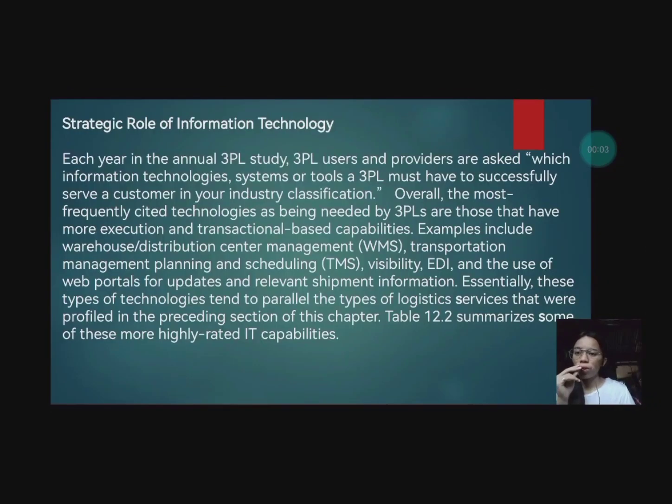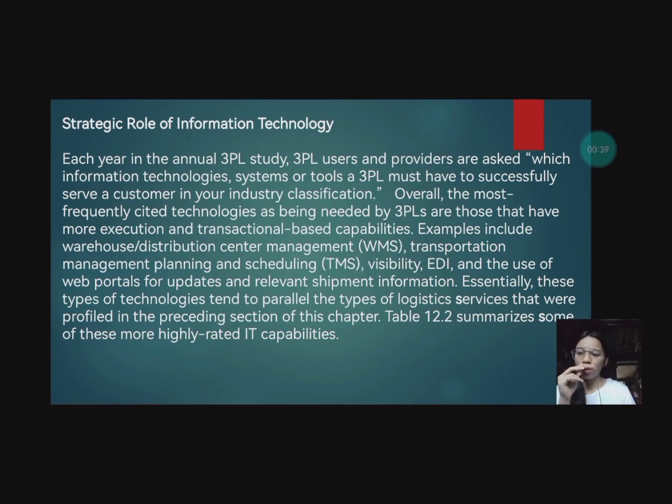Strategic role of information technology. Each year in the annual 3PL study, 3PL users and providers are asked which information technology systems or tools a 3PL must have to successfully serve a customer in your industry classification. Overall, the most frequently cited technologies as being needed by 3PLs are those that have more execution and transactional-based capabilities. Examples include warehouse distribution center management or WMS, transportation management planning and scheduling, or TMS, visibility, EDI, and the use of web portals for updates and relevant shipment information.